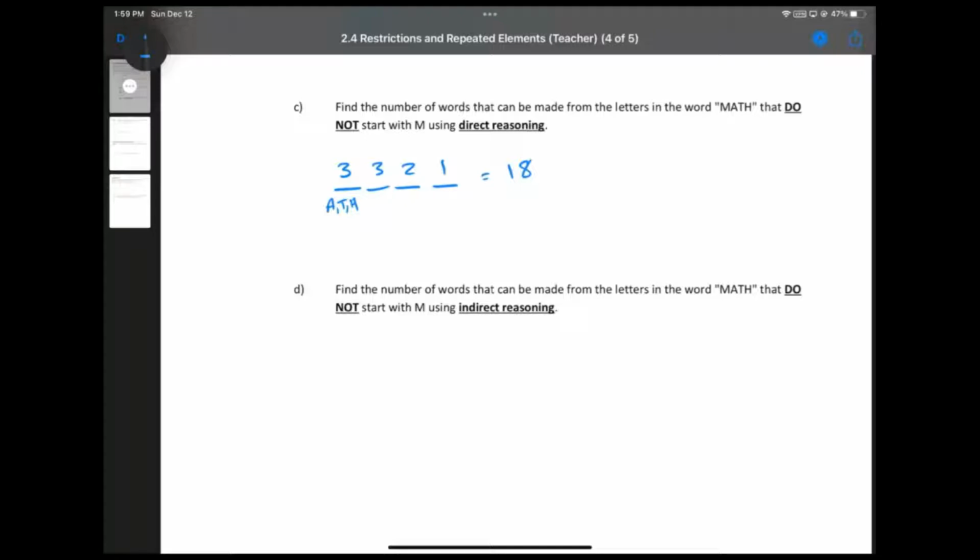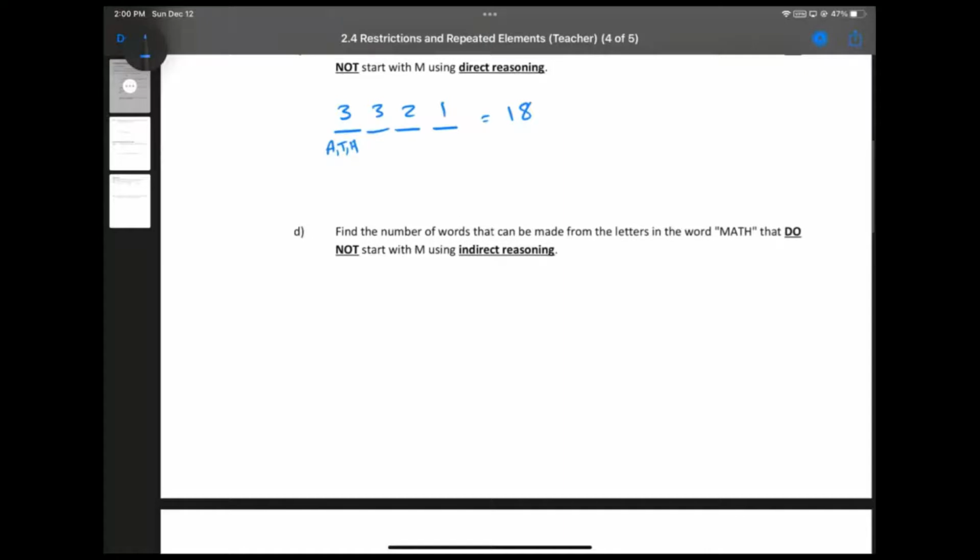And then doing the exact same problem, which words do not start with an M, using the indirect reasoning, we can just put down all minus start with M. And we don't have to write that. Again, I'm just writing this down to show you where my logic comes from. There were 24 possible words, and 6 of them started with an M, and that gives me 18.